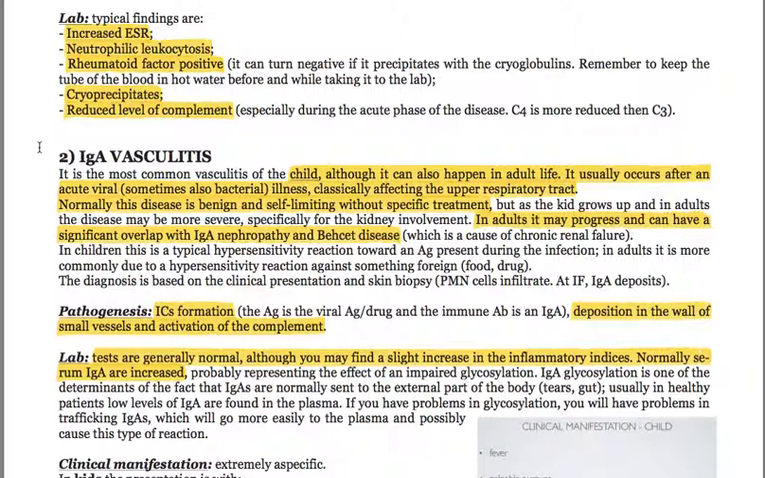The diagnosis is based on the clinical presentation and skin biopsy. So, polymorphonuclear cells infiltrate. At immunofluorescence, we have IgA deposits. Pathogenesis: we have immunocomplex formation. The antigen is the viral antigen or drug, and the antibody is an IgA. Immunocomplex formation, deposition in the wall of small vessels, and activation of complement.